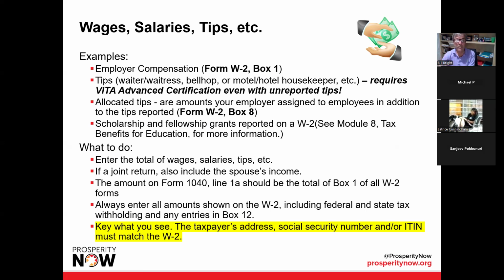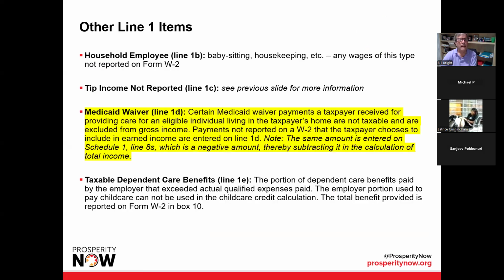So the taxpayer's address, social security number, or the ITIN must match what's on the W-2. Because remember, we're talking about matching what the IRS already has. So that W-2 that we got was already sent by the employer to the IRS. So we're just matching it. And if it doesn't match, that's what causes problems.